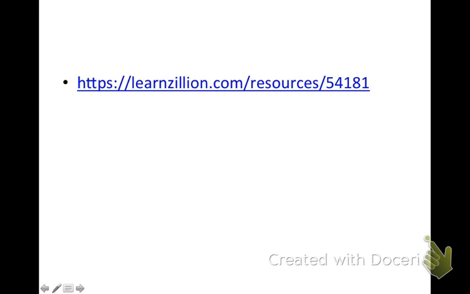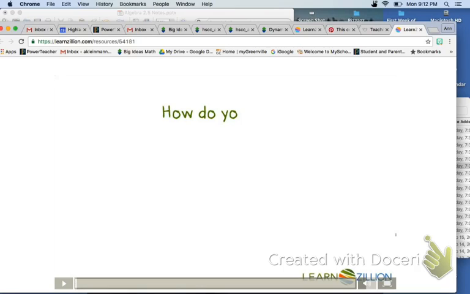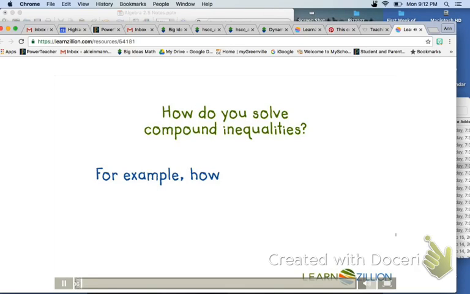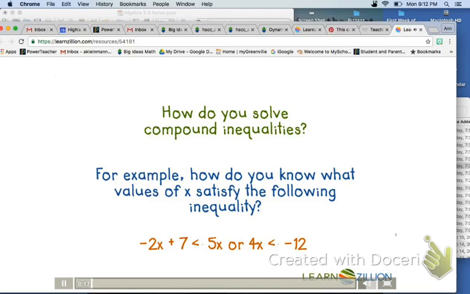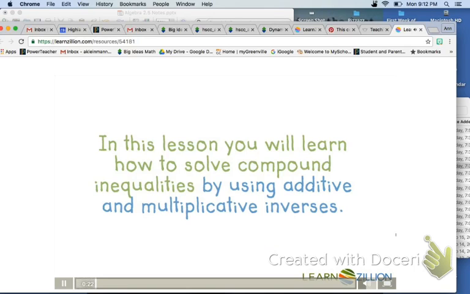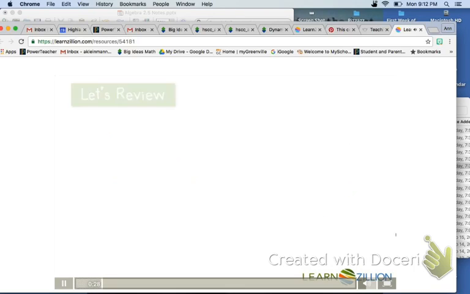We'll watch this short video. How do you solve compound inequalities? For example, how do you know what values of x satisfy the following inequality? Negative 2x plus 7 is less than 5x, or 4x is less than negative 12. In this lesson, you will learn how to solve compound inequalities by using additive and multiplicative inverses.